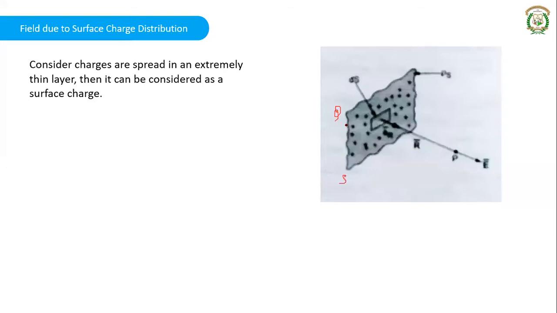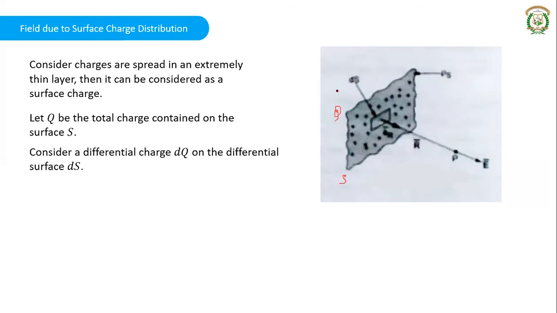Practically, what we see in nature is only volume charges. Whatever charges are in space are volume charges. But if we consider a very thin layer, you can consider that as a surface charge. So let Q be the total charge contained on this particular surface S. What we will take is a very small surface element ds. Consider a differential charge dq on the differential surface ds.